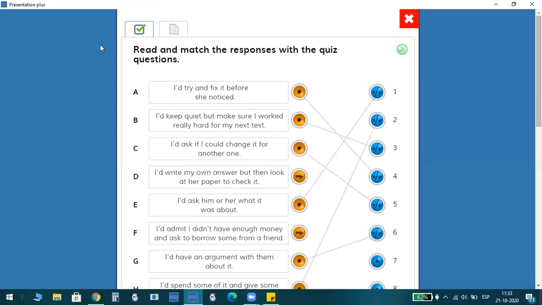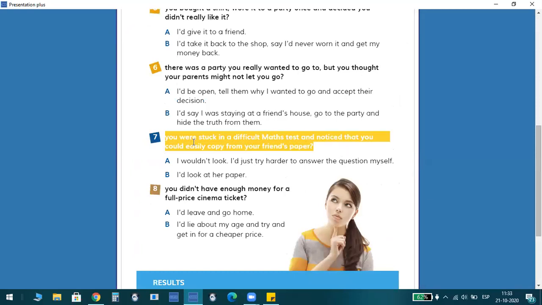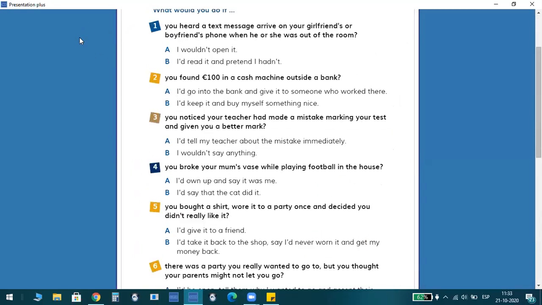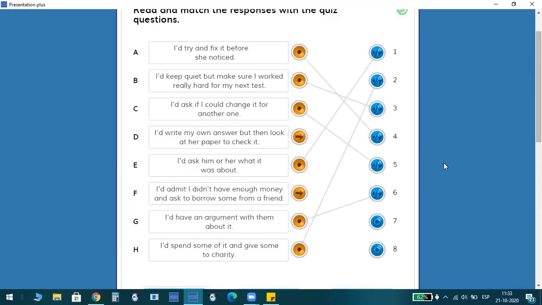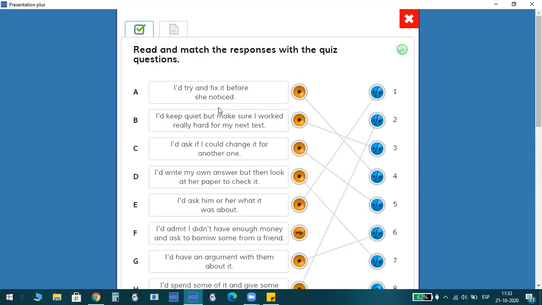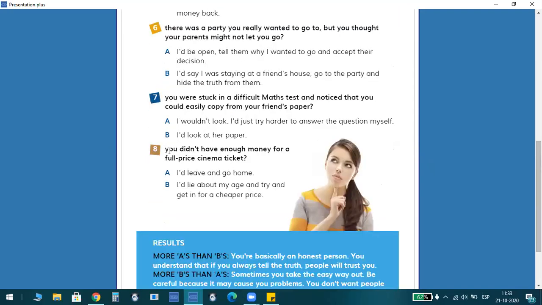And finally, we have two more. You were stuck in math and you noticed that you could easily copy from your friend on your test. D. I'll write my own answer and then look at the paper. Okay. And then you didn't have enough money for a full price cinema ticket.